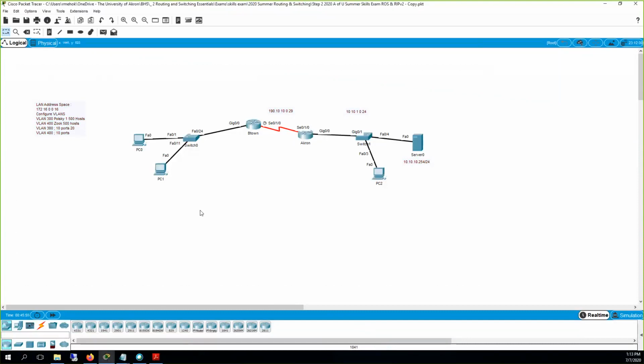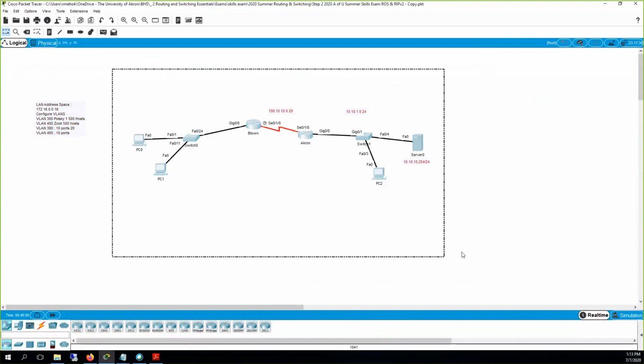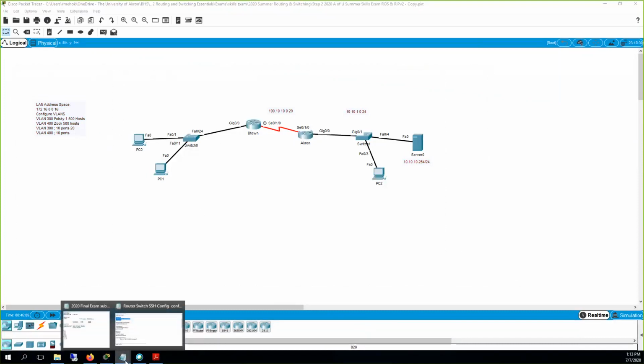So what we're going to do is review the first two steps. I didn't record step one. So step one was router on a stick and subnetting. And then we did version 2 in this session here. So first thing we're going to do is review our IE subnetting.